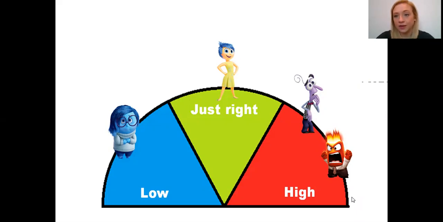So with the low zone, we're talking mostly about those emotions and feelings that make us feel like we're moving slowly. So as much as lots of our children attribute this with feeling sad, we also talk about it as feeling bored, feeling tired, poorly, or just a little bit worried. Those things that make us move slowly and stop us from feeling in the just right zone.